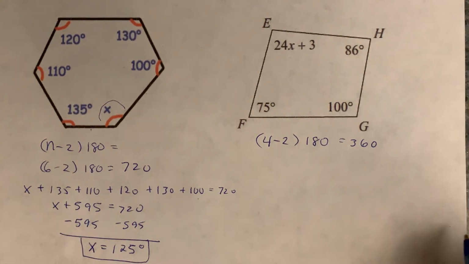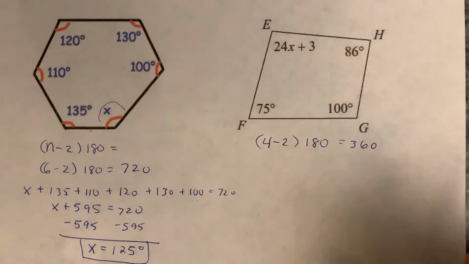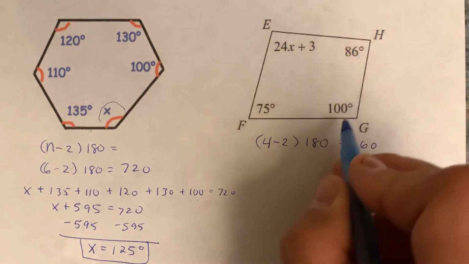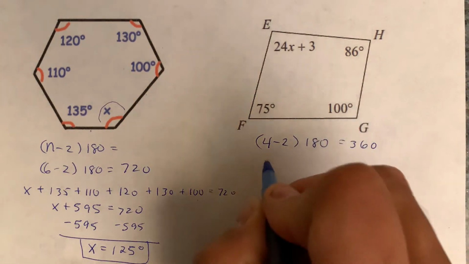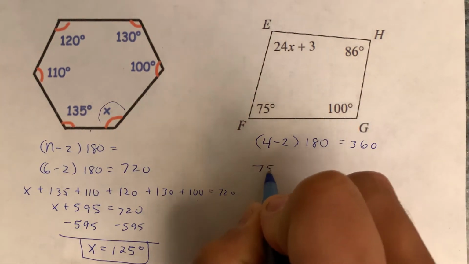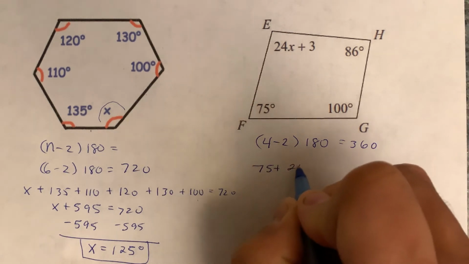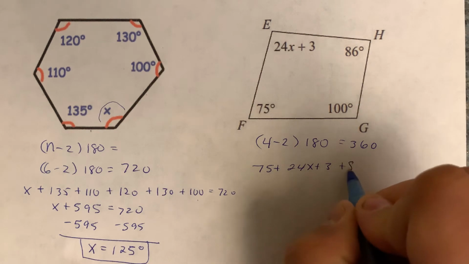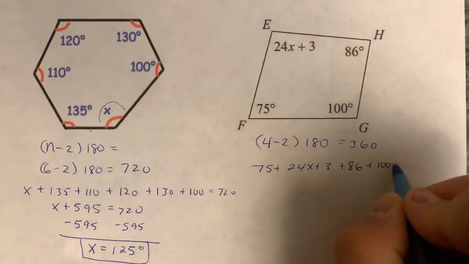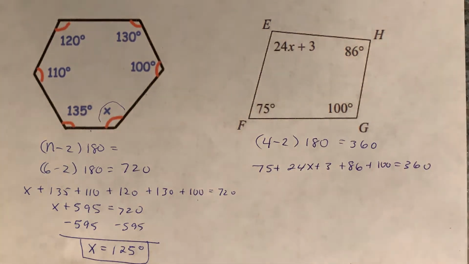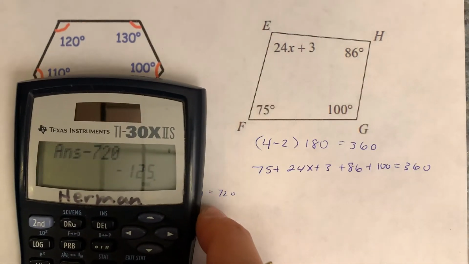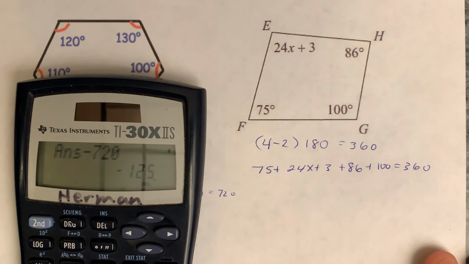All right, 360. So now we're going to take from here and add these all together. I'll start down here. So this one plus that one plus that one equals 360. So 75 plus 24x plus 3 plus 86 plus 100 equals 360. Let's see if I can put this over here. It's not as clear as it is on their side, but it'll still work, I guess.